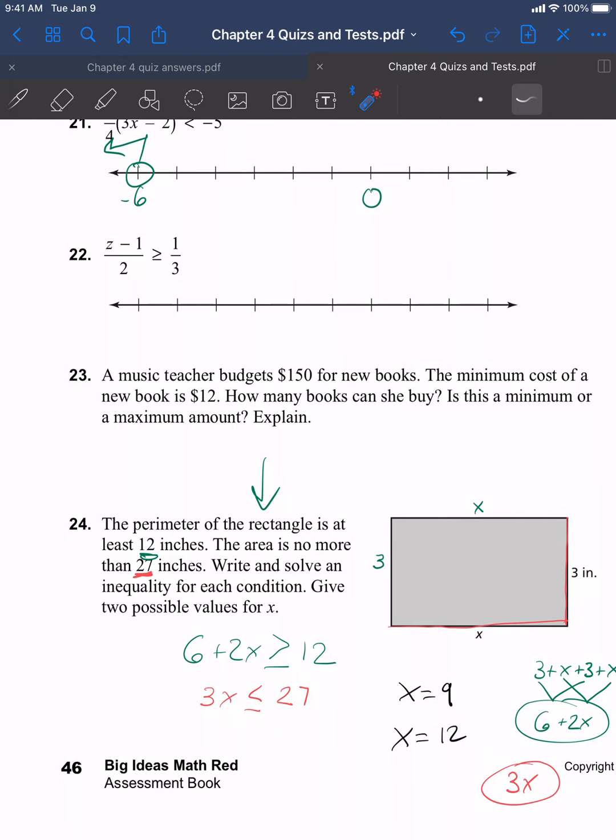Why did both of those work? Well, what's a number that wouldn't work? Would 8 work? Probably not. Can we try it?